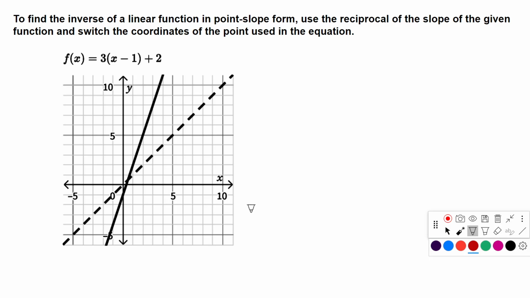I can also, especially if an equation is given to me in point-slope form, write the inverse function without having to rely on a graph to do it. So my inverse function for this particular equation, the original function is 3 times x minus 1 plus 2. My inverse is going to have a slope that is the reciprocal.